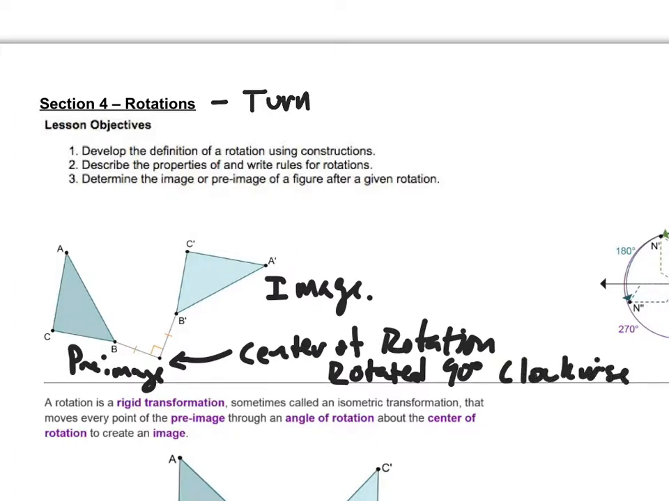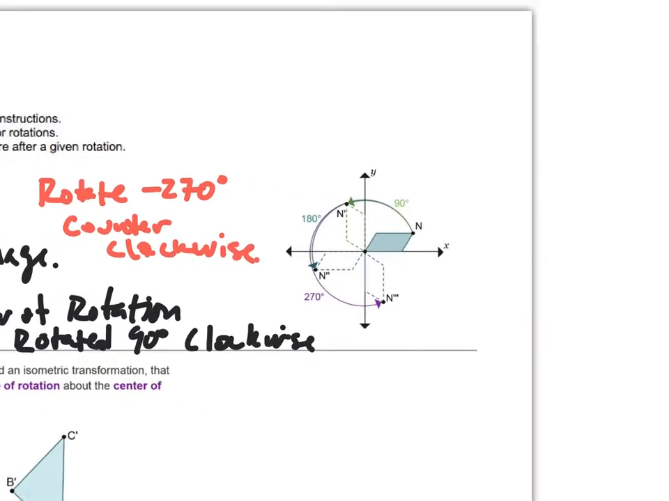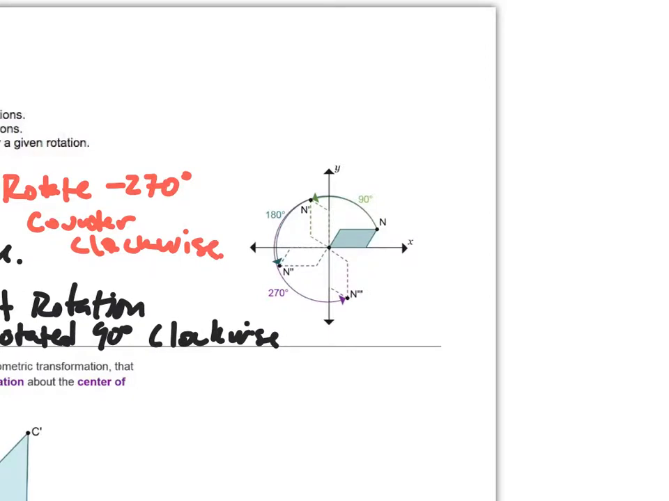We could also say that we rotated counterclockwise. So we can go the other way. And if we did that, then the angle measure here would be 270. So we could also rotate negative 270 degrees counterclockwise. That just depends on which way we're going, counterclockwise or clockwise, being able to describe what happens to that figure and what it's going to look like and what the orientation is going to be.